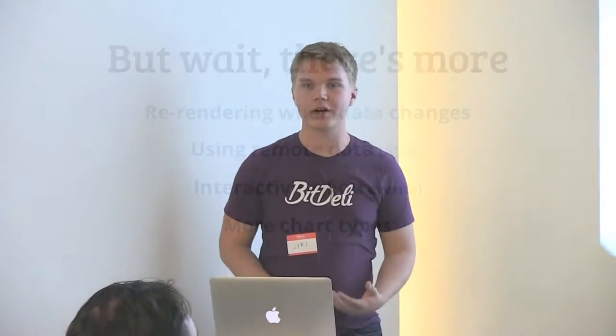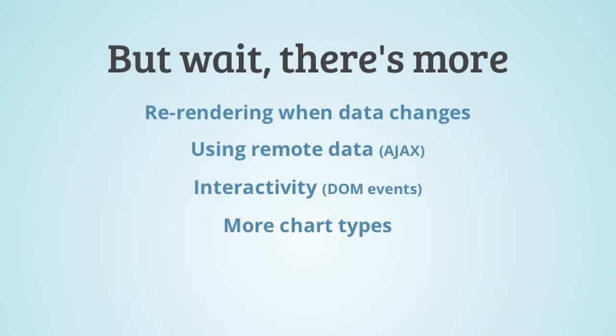And of course, there's more. We could render again based on changing data, as Miles' example had. We could get the data from a remote place. We could have interactivity. And we could handle DOM events inside the SVG. And that's all that can be bound with the Backbone API. So there's a lot of interesting stuff that could be done. And of course, more chart types. Everybody loves more chart types.